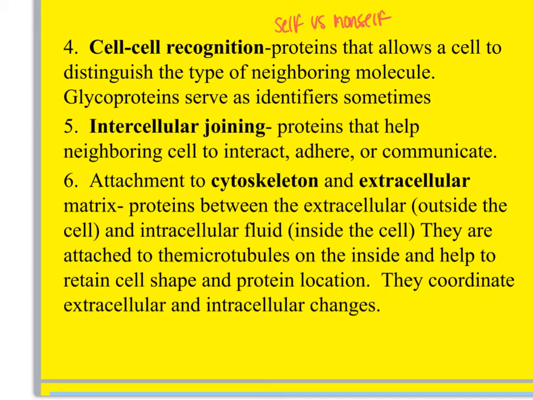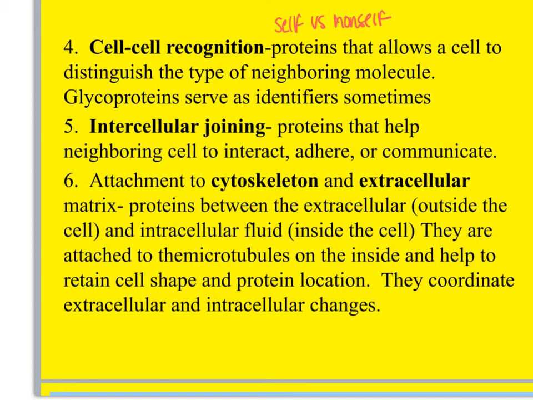Then you have intercellular joining proteins. Some neighboring cells need to interact. Some of them need to stick to each other or even communicate. For example, nerve cells are going to need to communicate to one another. So these are proteins that let cells stick together and interact. Like with muscle cells, everybody needs to contract at the same time, all the muscle cells in that muscle. So the cells would need to be joined, and they would need to be interacting at the same time.